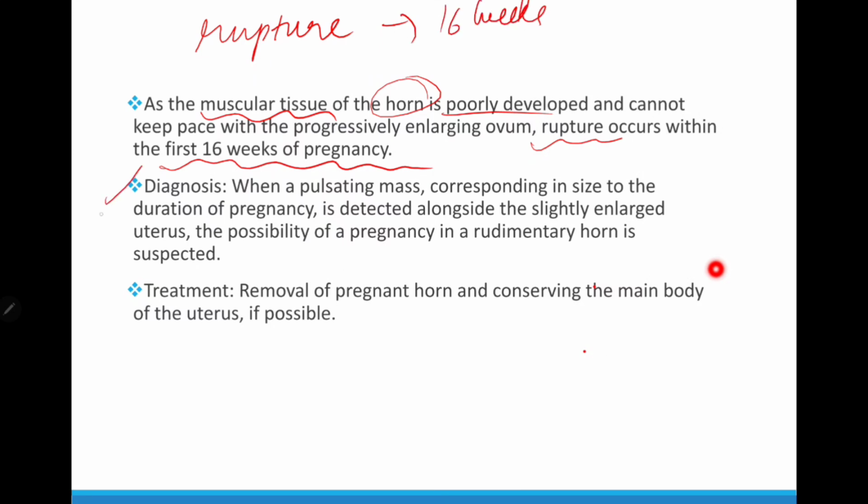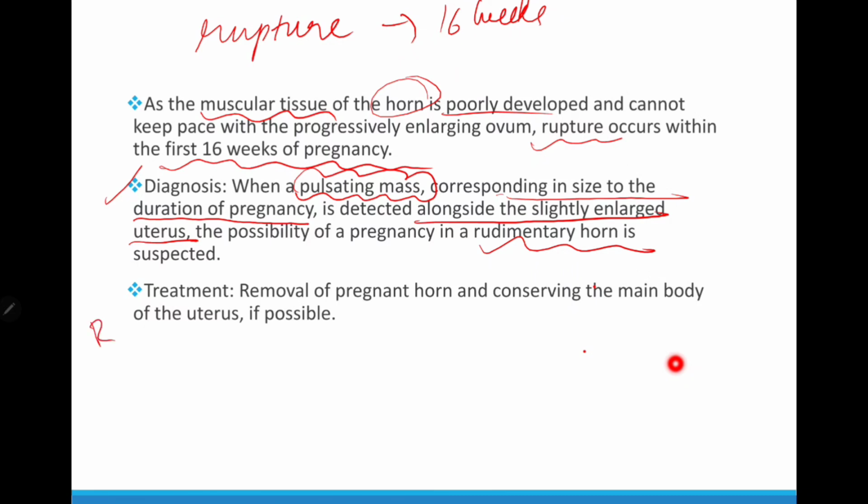And how will you diagnose? Diagnosis is by a pulsating mass. Very important: a pulsating mass corresponding to the size and duration of pregnancy is detected alongside a slightly enlarged uterus. The possibility of pregnancy in a rudimentary horn is going to be suspected. So when will you suspect a rudimentary horn? When there is a pulsatile mass corresponding to the duration of pregnancy, detected alongside the slightly enlarged uterus, then you'll suspect a rudimentary horn pregnancy.